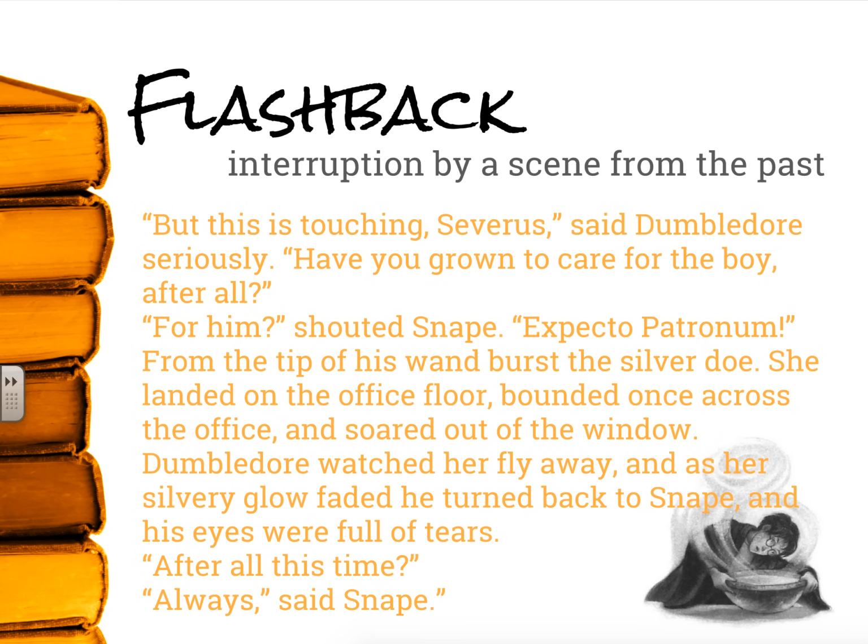"But this is touching, Severus," said Dumbledore seriously. "Have you grown to care for the boy after all?" "For him?" shouted Snape. "Expecto Patronum!" From the tip of his wand burst the silver doe. She landed on the office floor, bounded once across the office, and soared out of the window. Dumbledore watched her fly away, and as her silvery glow faded, he turned back to Snape, and his eyes were full of tears. "After all this time?"